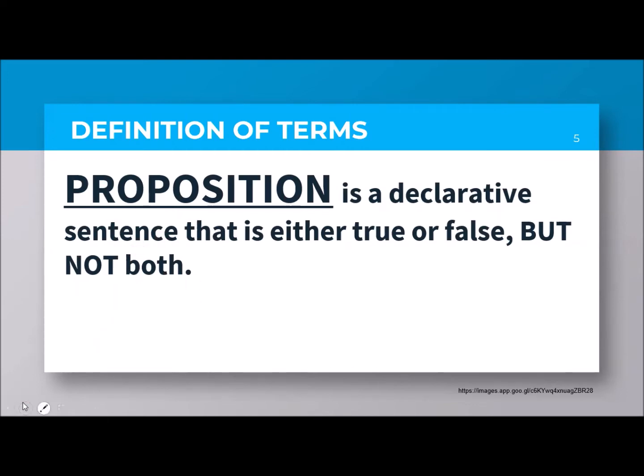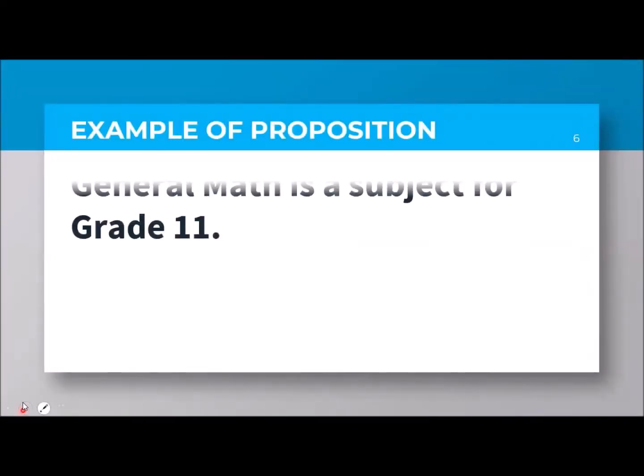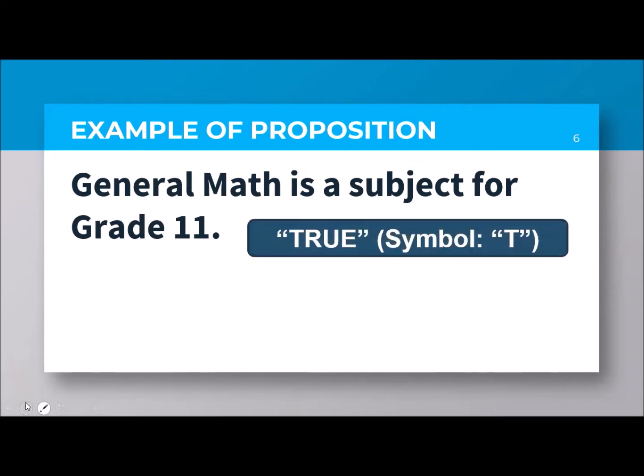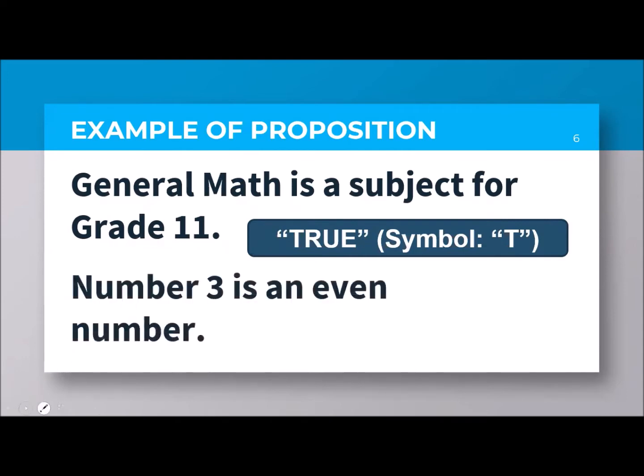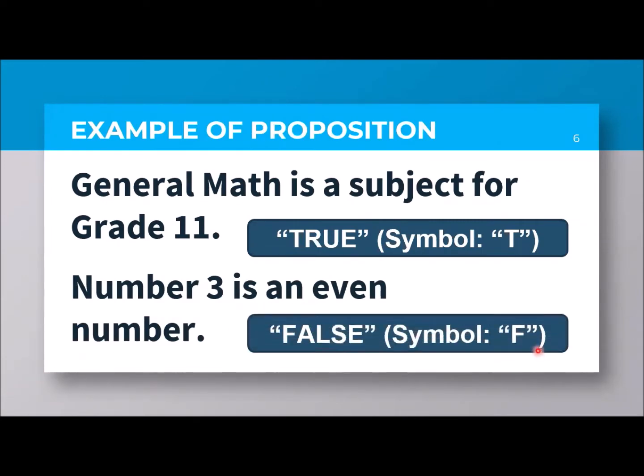So that is a proposition. An example of a proposition here is, general mathematics is a subject for grade 11, which is a true statement. And it is a declarative sentence because it conveys information. And then, number 3 is an even number, which is false. The common symbol for this is capital letter T for true, and capital letter F for false. So these are examples of propositions.